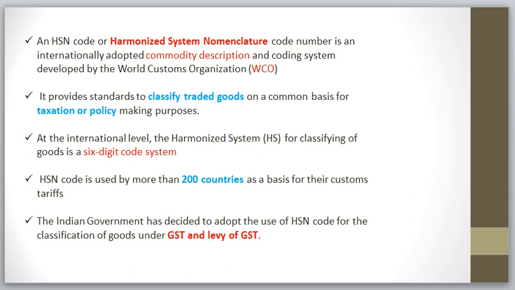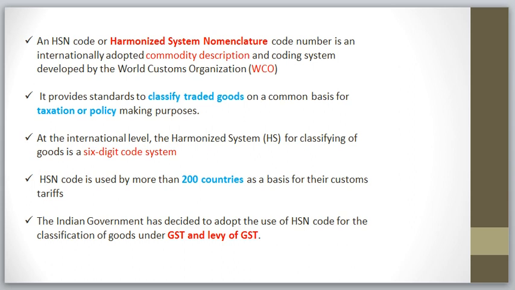Generally, goods classification, such as trading goods, is based upon the HSN code. Why has this classification been done? Because of taxation purposes and policy making purposes. In India, from a GST point of view, goods have been classified based on the HSN code. Generally the HSN code is 6 digits, but in India it is 8 digits.